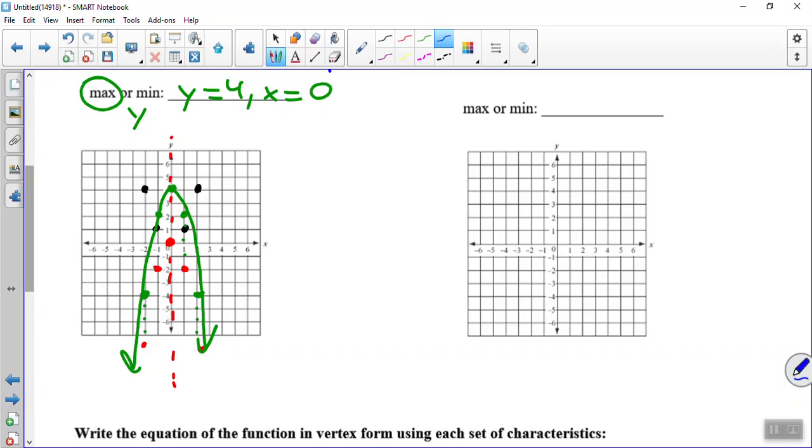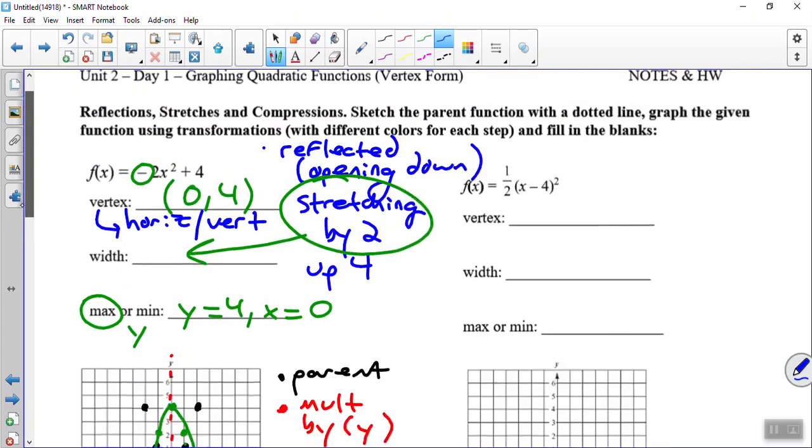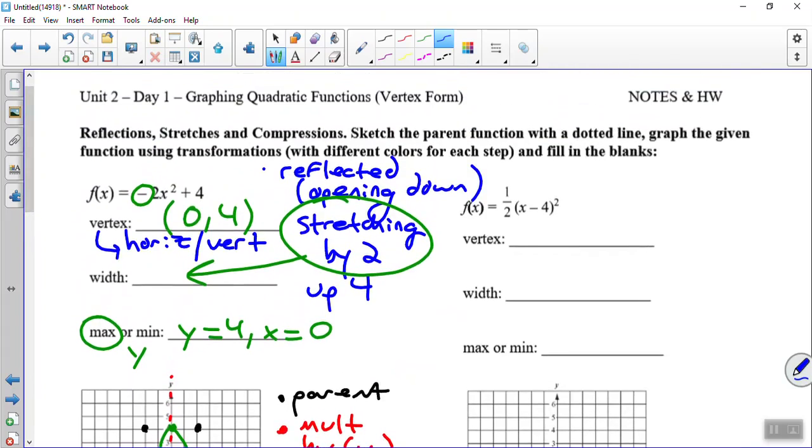All right, so we start with the black points, or the parent function. The red points are when we multiplied by the y. And then the green is when we did our shift. Okay, so try that same method with the next one. All right, this next function, f of x equals 1/2 times x minus 4 quantity squared. Pause the video and try that. I'll have the answer when you come back.